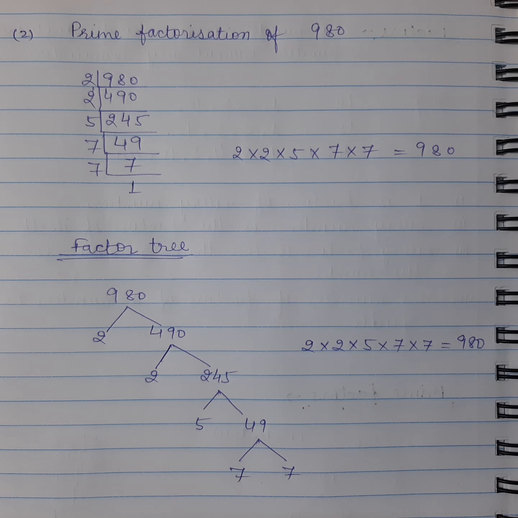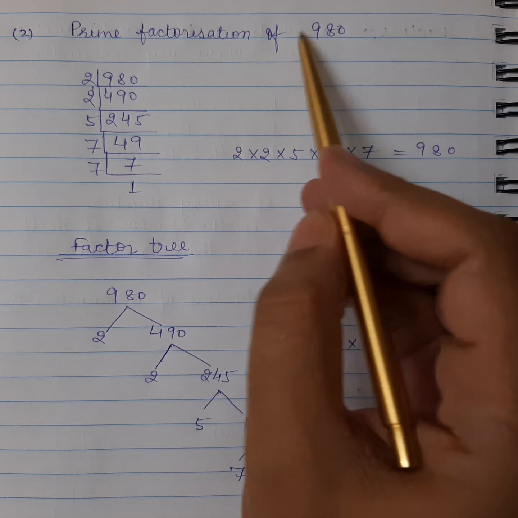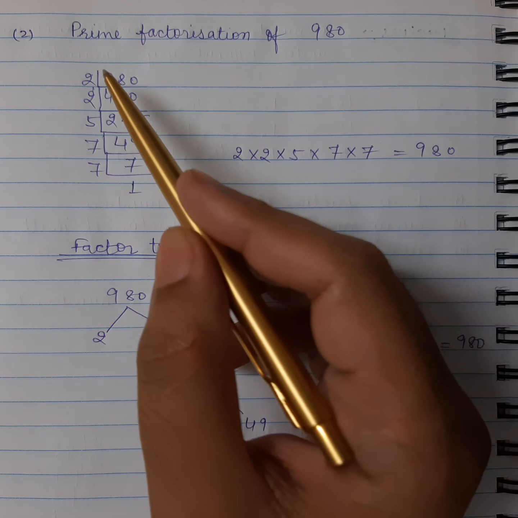Let's do one more example. Find the prime factorization of 980. We can first try out the table method.